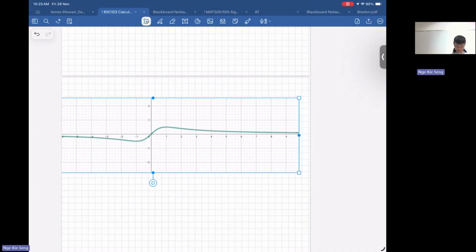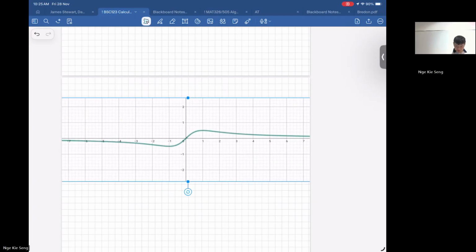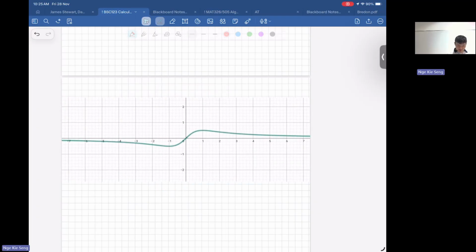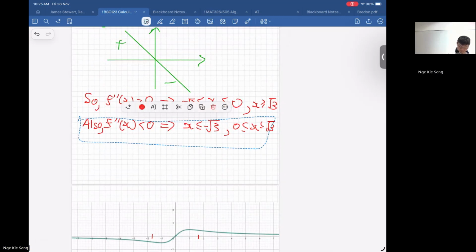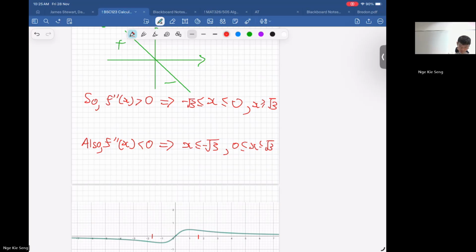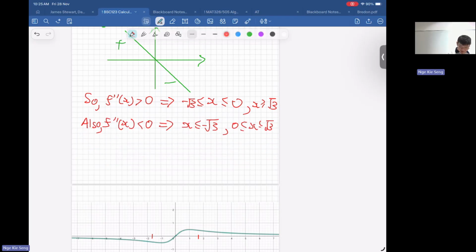So square root 3 is very important. Where's square root 3 again? 1.7. So it could be somewhere around here. Okay, so it says that when f double prime x is greater than 0, okay, so maybe let's make a conclusion here.